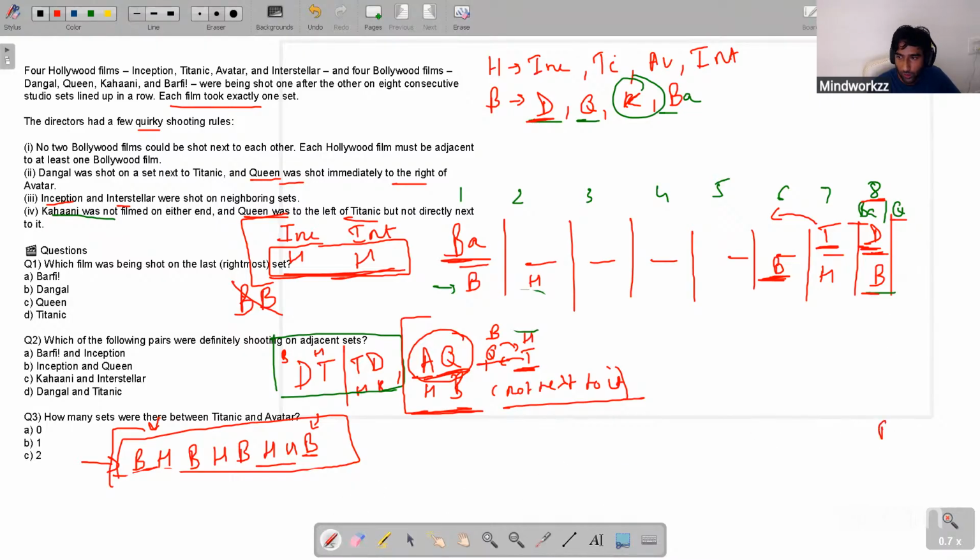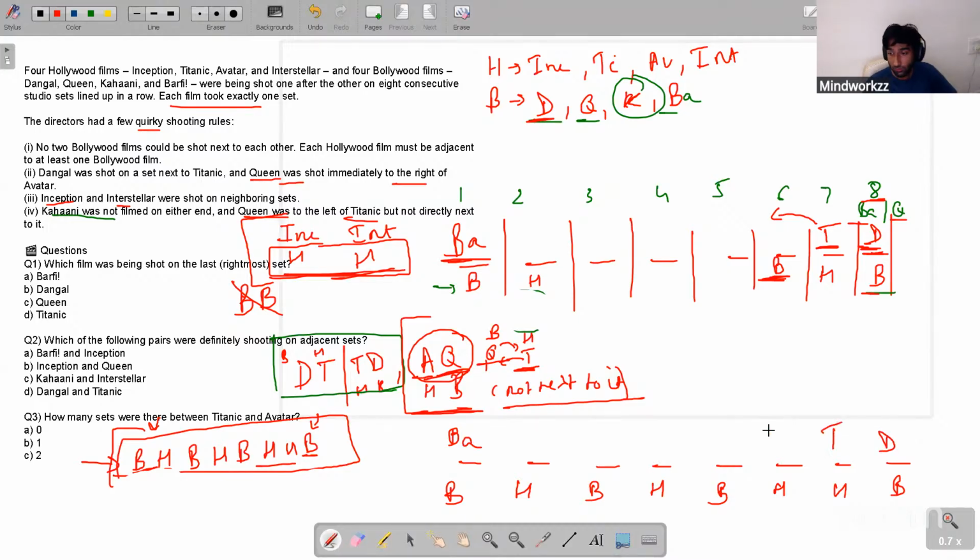If this is Bollywood, Hollywood, Hollywood, Bollywood. Sorry, wait, let me just make this. I can make it right here, maybe 1, 2, 3, 4, 5, 6, 7, and 8. This is Bollywood, Hollywood, Hollywood, Bollywood, Hollywood, Bollywood, Hollywood, and Bollywood. And we have placed Barfi here, we have placed Dangal here, and Titanic here. Okay. Now I have these two options.